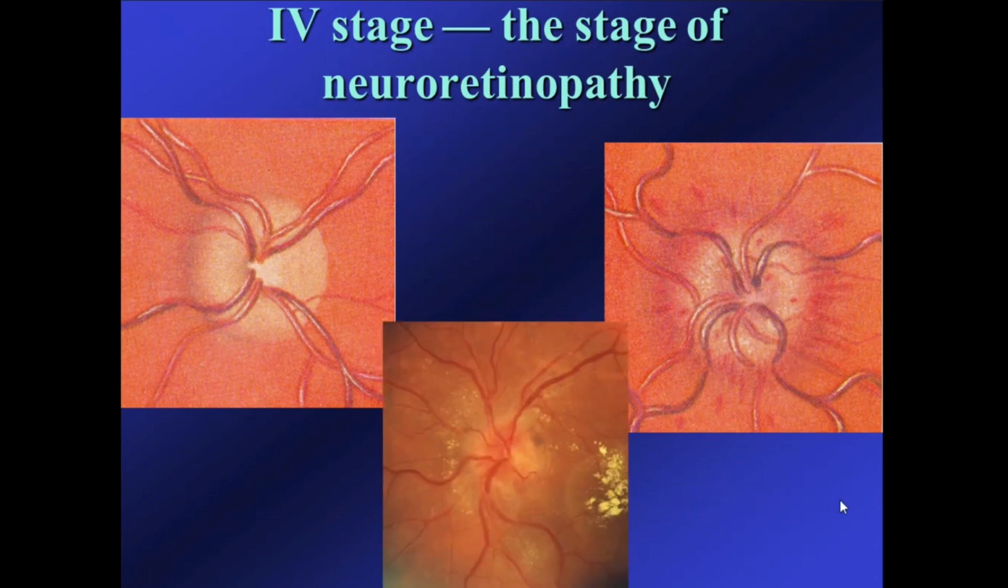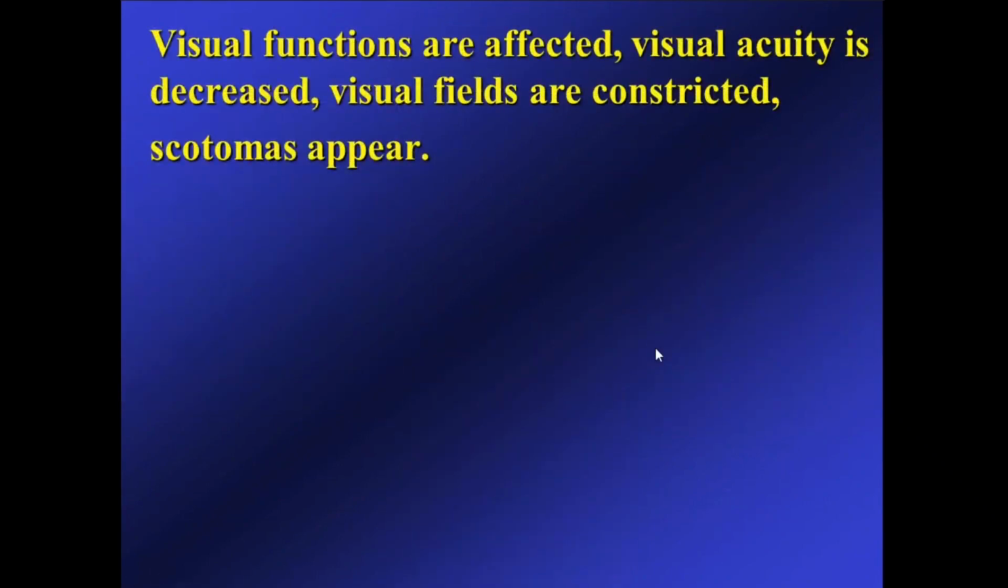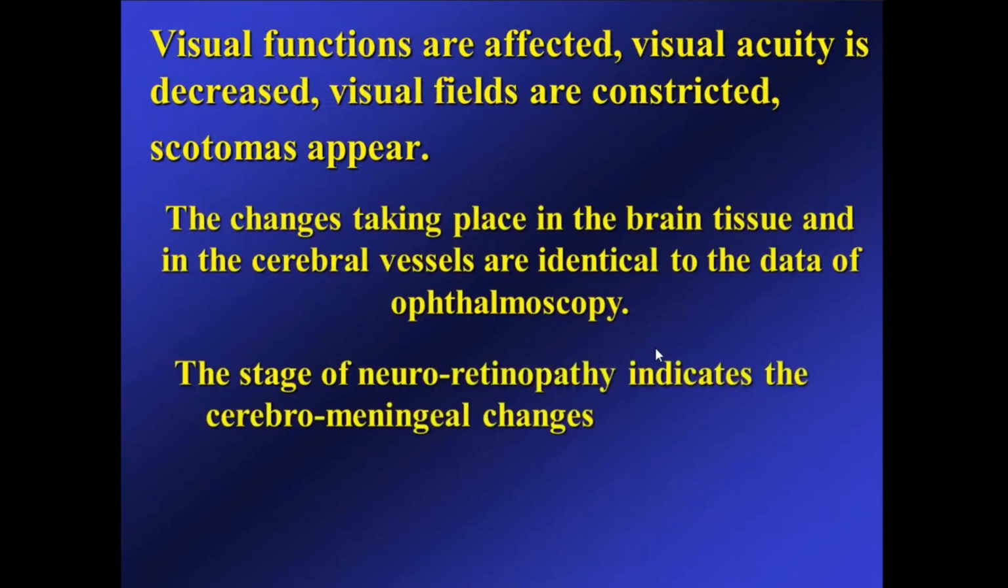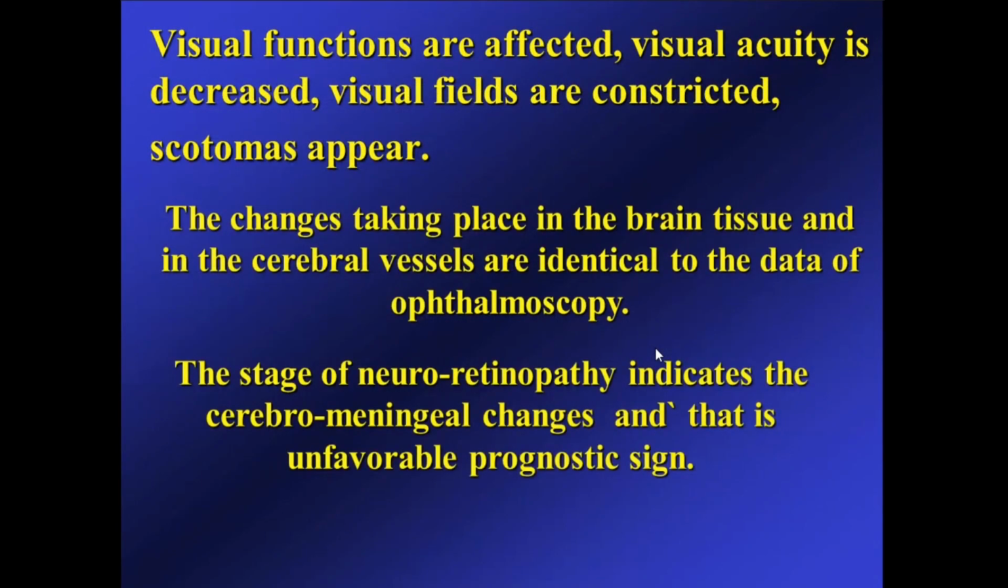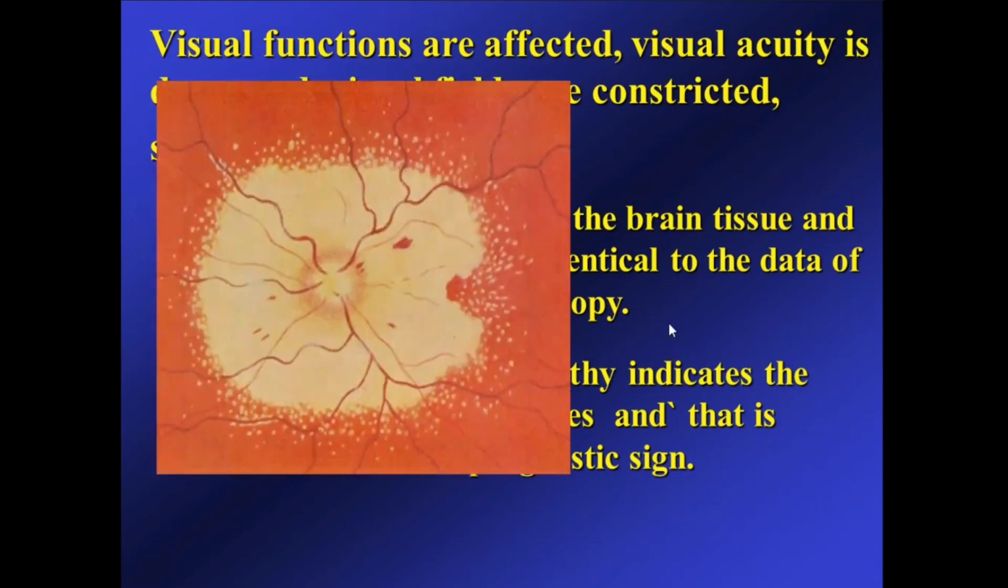Look again at the examples. You can see here the changes on the retina, but also changes in the optic disc. You can even see the borders of the optic disc. In this stage, visual functions, of course, are affected. Visual acuity decreases, visual fields are constricted, and we can see different scotoma. Look, very severe picture.